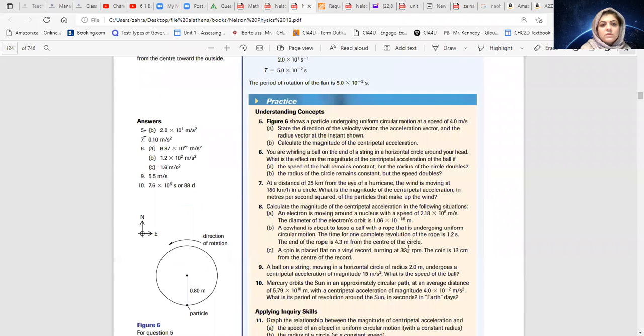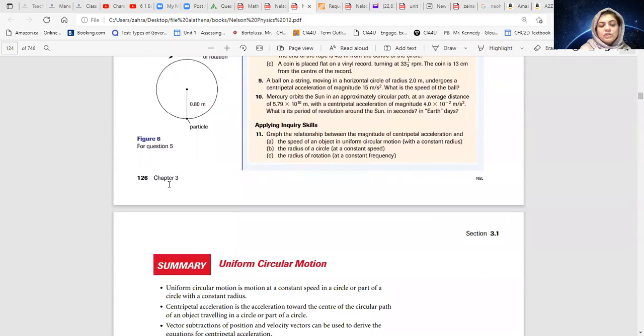So for this question, the homework is 2, 5, 7, 8, 9, and 10. This is page 126.